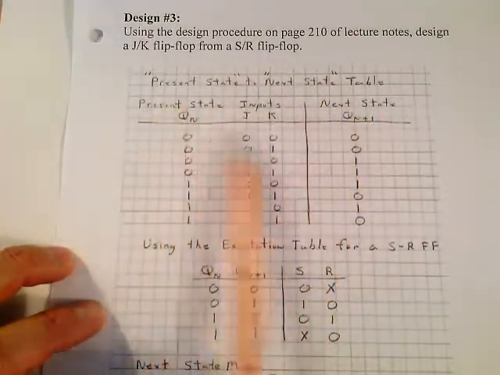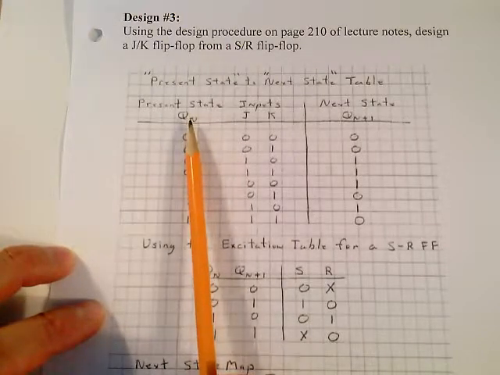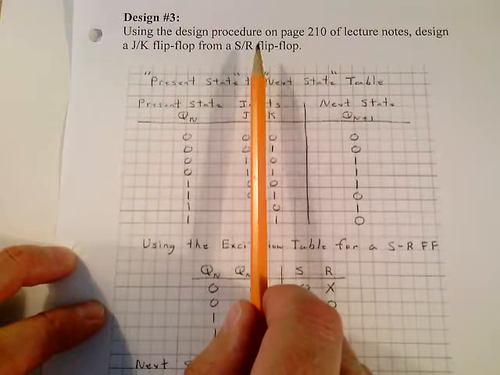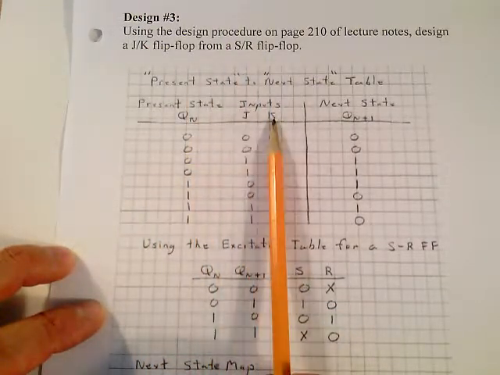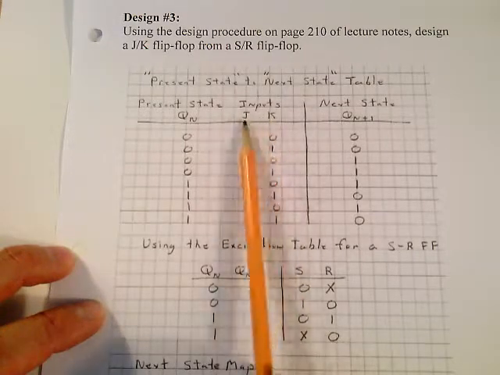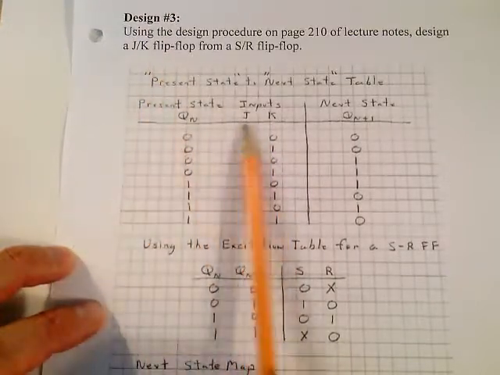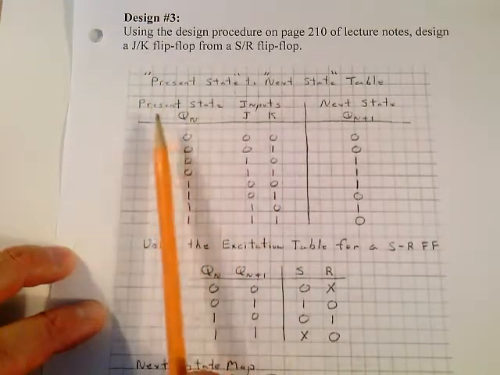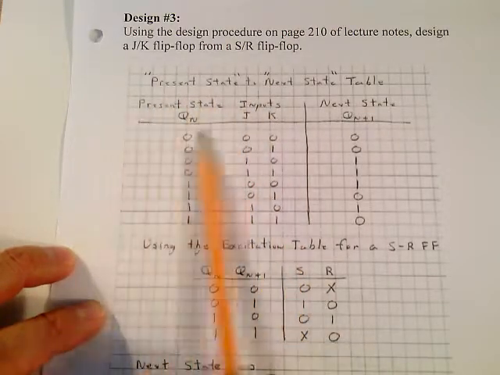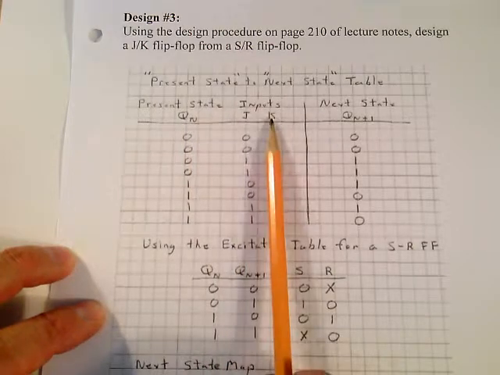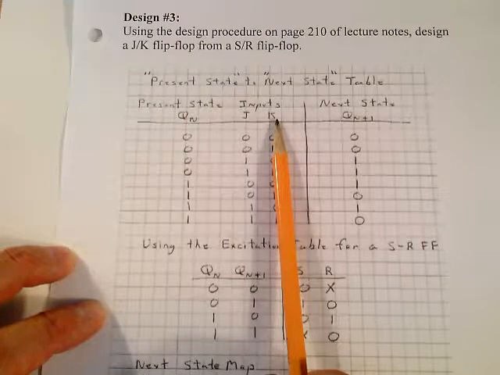I want you to notice something up here, that we're listing a present state because you only have one flip-flop here. It's an SR flip-flop, and you want to make a JK out of it. But we only have one state, but we have inputs. We're going to introduce inputs now. There's a J input and a K input to the JK flip-flop. So notice that our total number of inputs to this device is going to be 1, 2, 3. And since there's 3 inputs, that's going to lead to a 3 variable map.